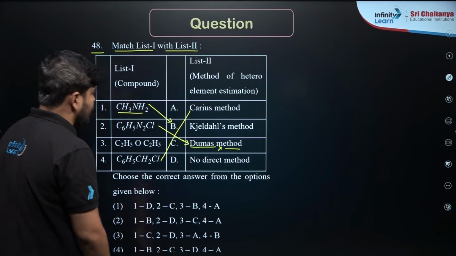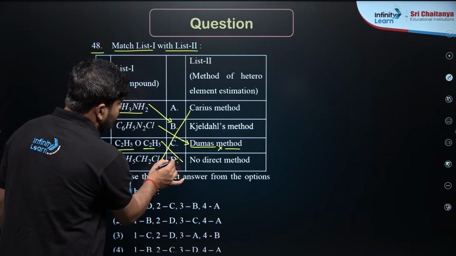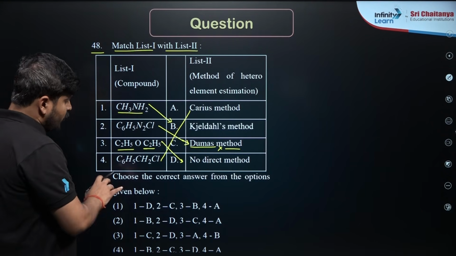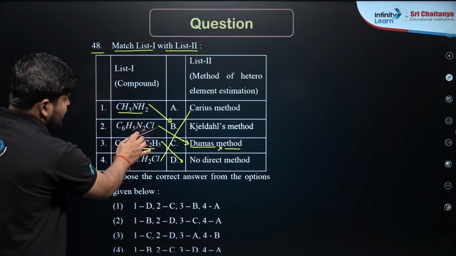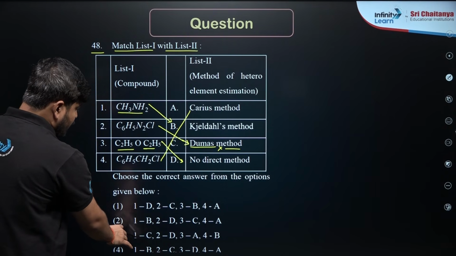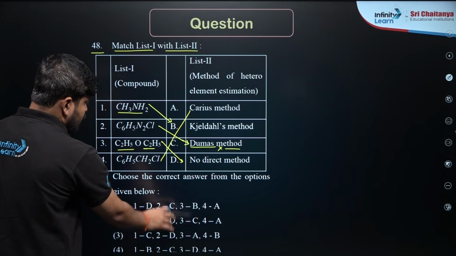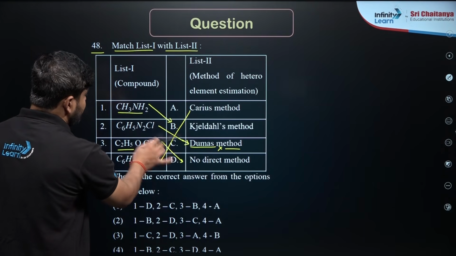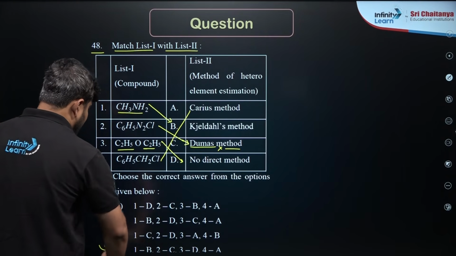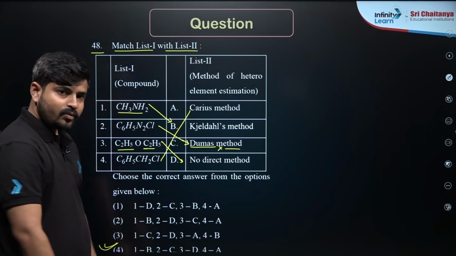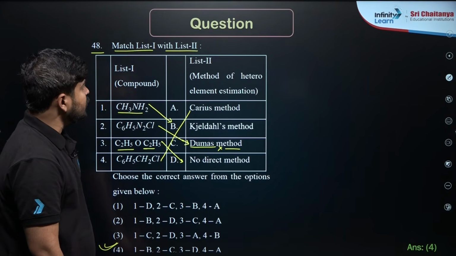And after that, if we are taking an ether type of compound, for that there is no direct method. So if we are going to match this, the first one is going to match with B, the second one with C, the third one with D, and the fourth one is going to match with A only. So the fourth option is the correct option of this question.